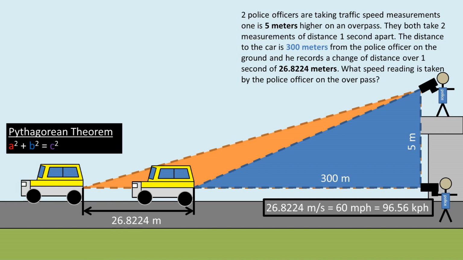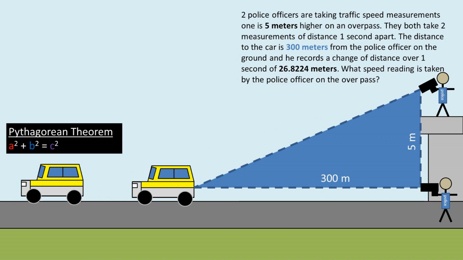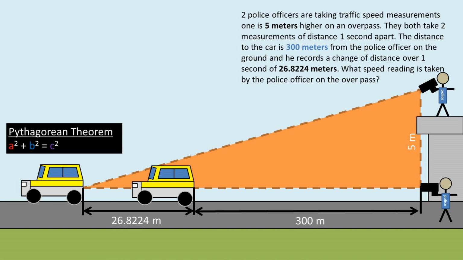To solve this problem, we will be using the Pythagorean theorem, which is a squared plus b squared equals c squared. This equation works for right triangles, or triangles with one 90-degree angle. We can think of this problem as two right triangles: a blue triangle, which makes up the initial measurement from both the police officers, and an orange triangle, which makes up the second measurement from both police officers.